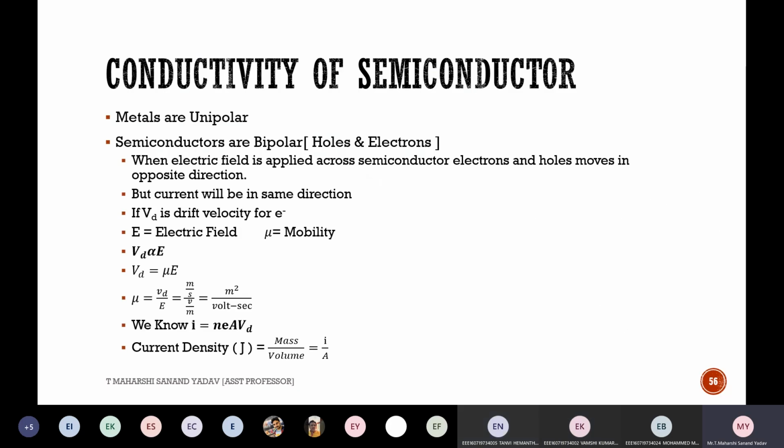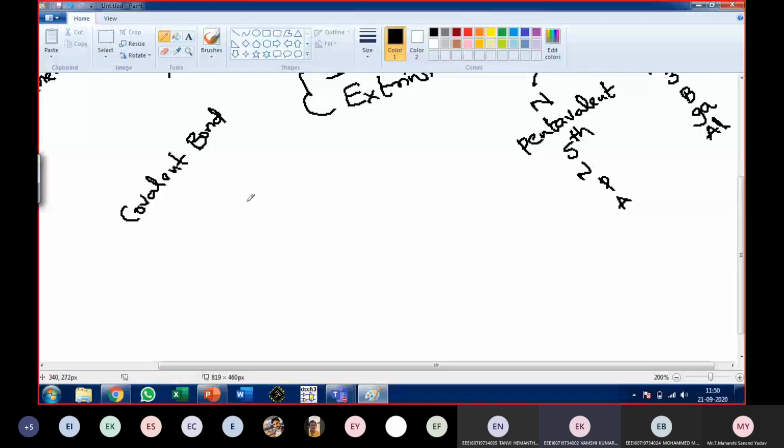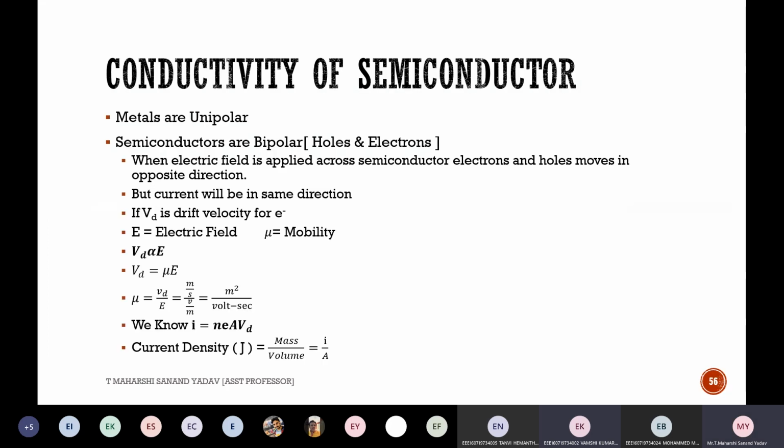What is the difference between covalent bond and ionic bond? I just want the meaning. Covalent is sharing of electrons. Ionic is donating of electrons.